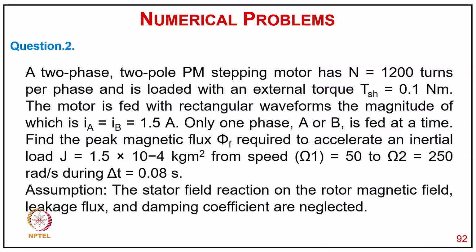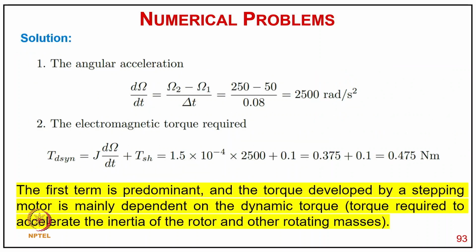So the assumption is that the stator field reaction on the rotor field, leakage flux, and damping are neglected. So now the angular acceleration is d omega by dt equal to omega 2 minus omega 1 upon delta t, and putting in the values it comes to 2500 radian per second square.